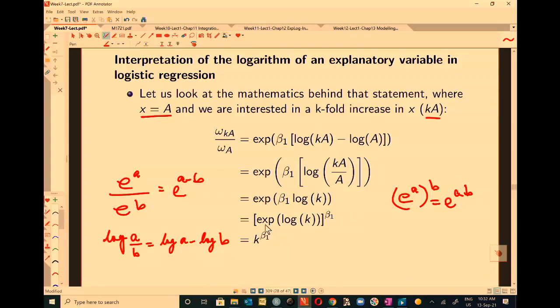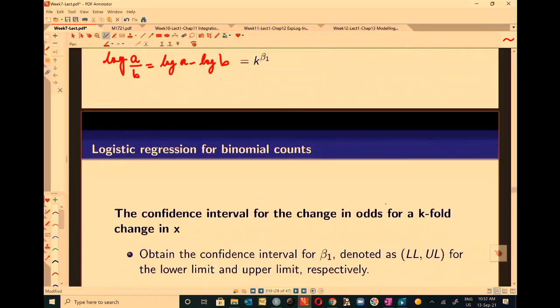And of course, exp of log k is the exponential of a log, and the exponential and log are inverse functions. If I take the log first, then the exponential, I get the number back again. This is k to the beta 1. That's where we get this factor of k to the beta 1 from. So a k-fold increase in area will lead to a change in the odds of extinction by a factor of k to the beta 1. So double the area becomes 2 to the beta 1 and so on.